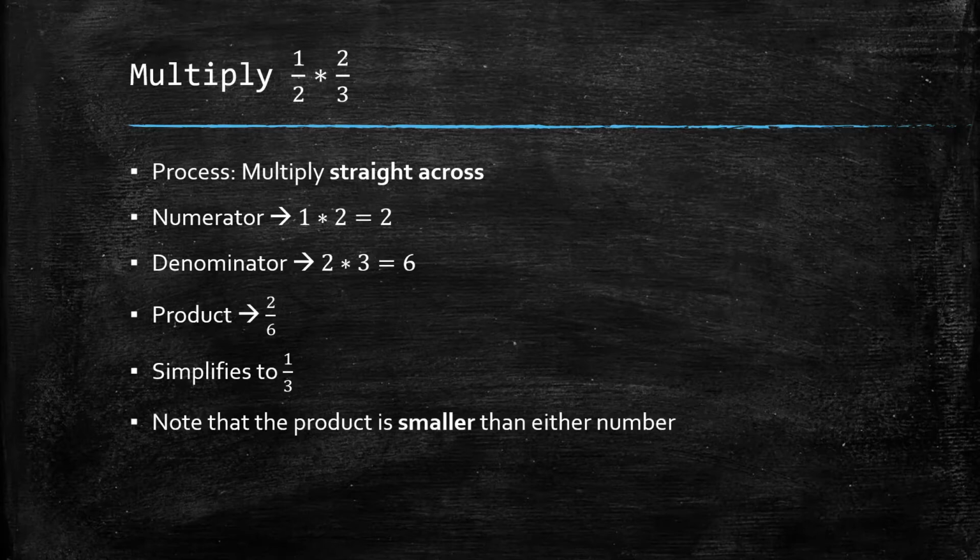And one other thing to note is that the product is smaller than either number. So 1/3 is obviously smaller than 2/3, but it is also smaller than 1/2. If you multiply two fractions together, two fractions that are both less than 1, like these are, I'm not talking about improper fractions, then the product, your answer, is always going to be smaller than either number. And I've got a nice visualization of why that is here.